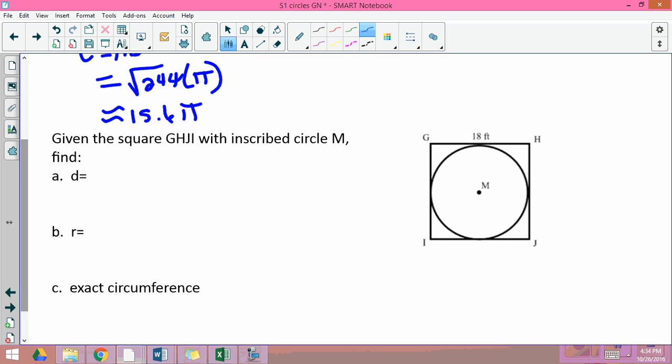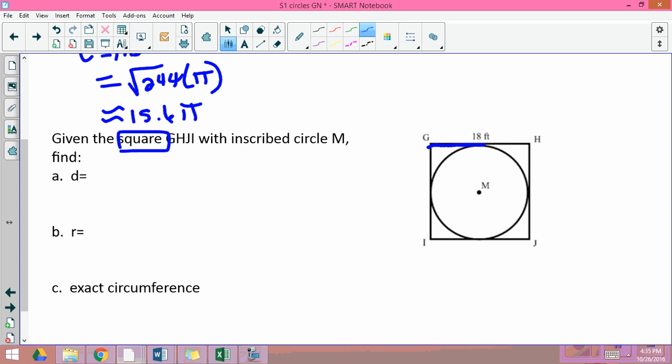In the next example, we're given a square, that's key. So all of those properties from unit 4, quadrilaterals, that we know about squares, specifically right angles and 4 equal sides, with an inscribed circle. So find the diameter, find the radius, and the circumference again.